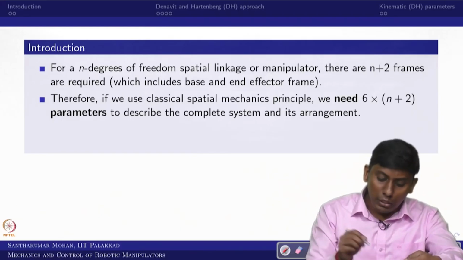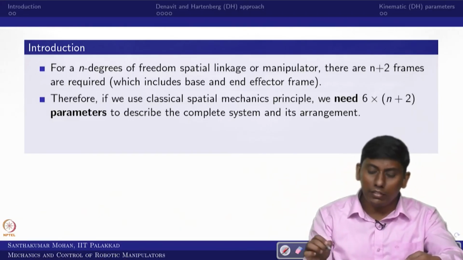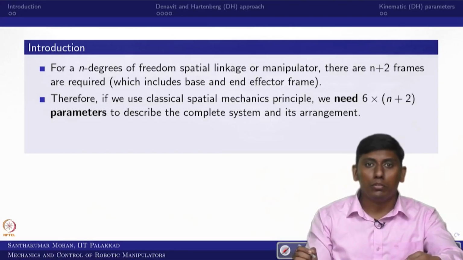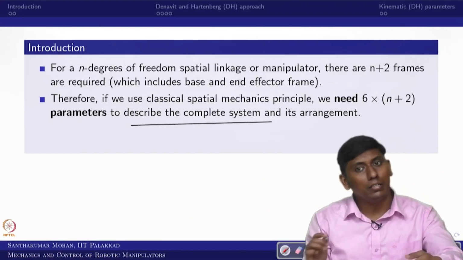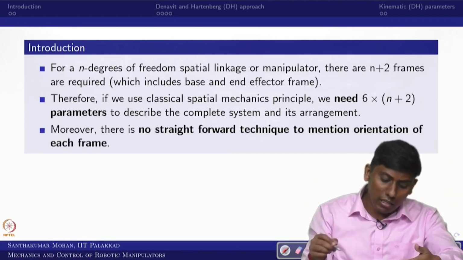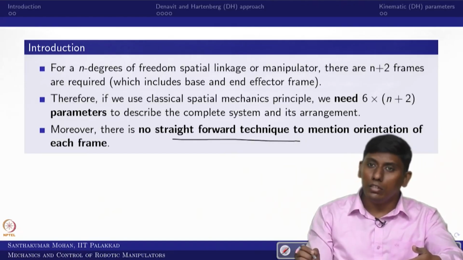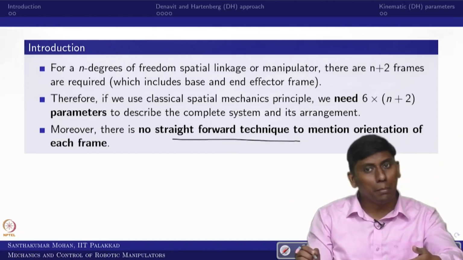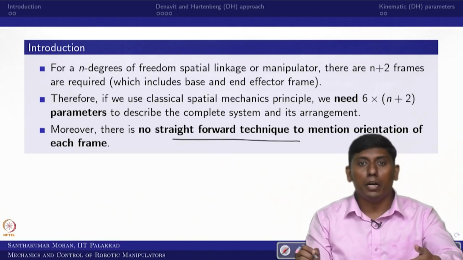Therefore, if we use a classical spatial mechanics principle, we need 6 times n plus 2 parameters to describe the complete system and its overall arrangement. If that is the case, what additional complexity will come? There is no straightforward technique to specify the orientation of each frame. So can we bring in some simplified method?